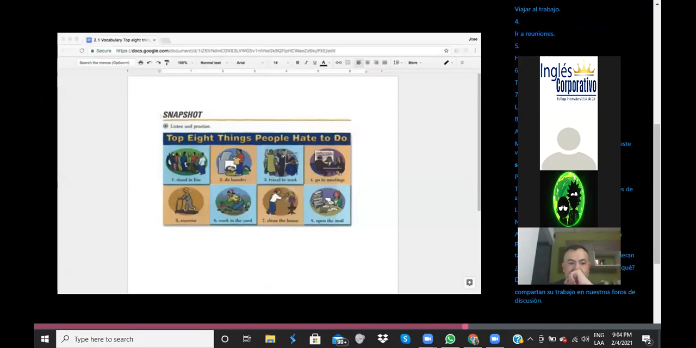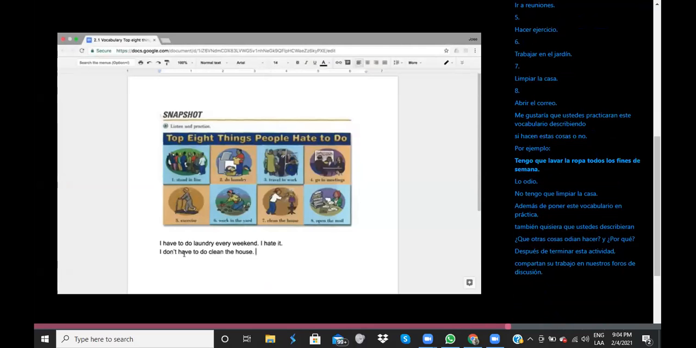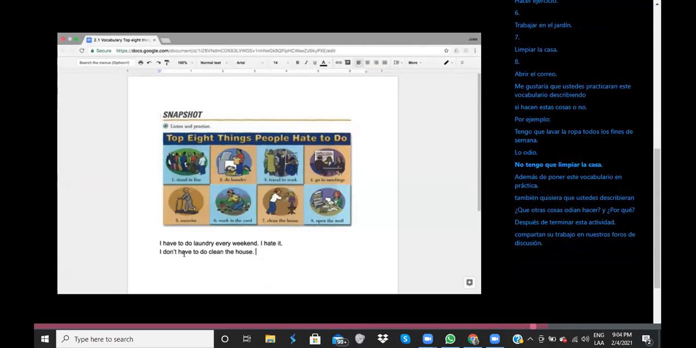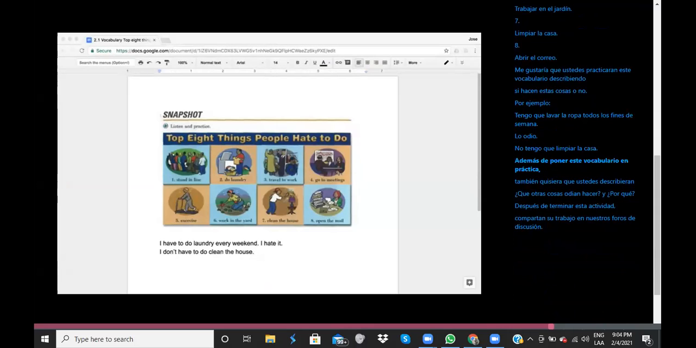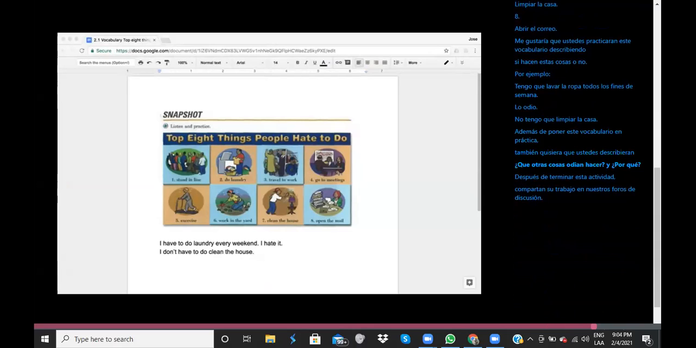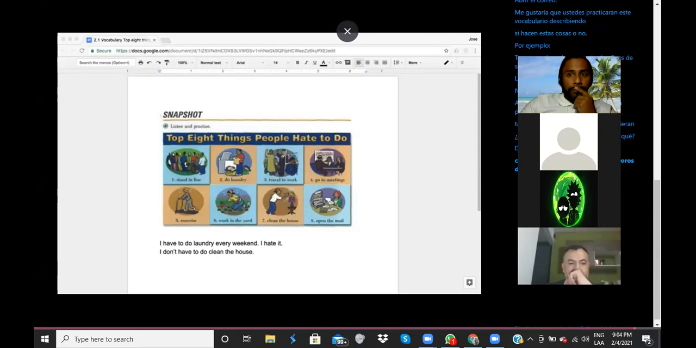or not. For example, I have to do laundry every weekend. I hate it. I don't have to clean the house. Besides putting this vocabulary into practice, I would also like for you to describe what other things you hate to do and why. After you finish this activity, share your work in our discussion forums.